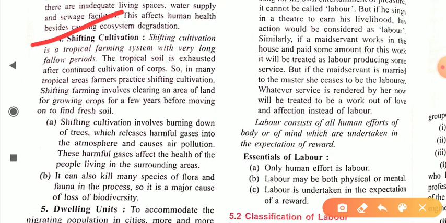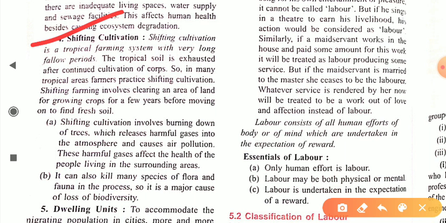Now, shifting cultivation is a tropical farming system with a very long fallow period. Tropical soil is exhausted after continuous cultivation of crops. So in many tropical areas, farmers practice shifting cultivation. Now they shift their place.